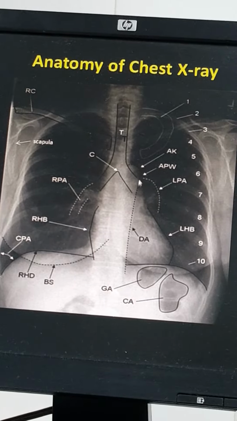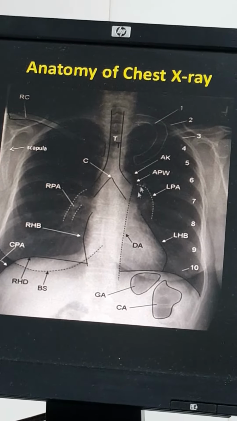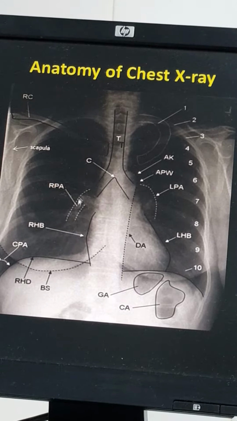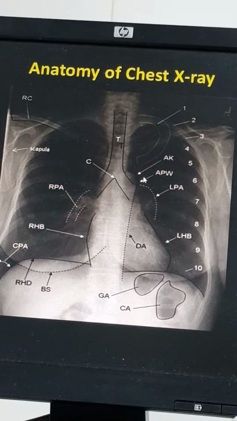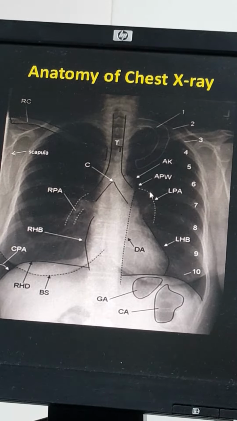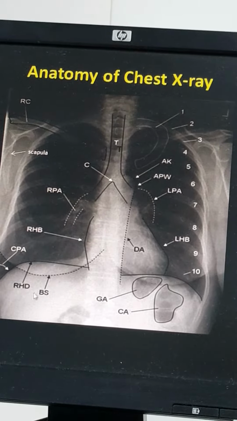The only thing, the left hilum normally is slightly higher than the right hilum. You can see that this is the left hilum, this is the right hilum, and if you make a line, this is higher than the right one, so it's slightly higher. This is the normal anatomy of the hilar region.